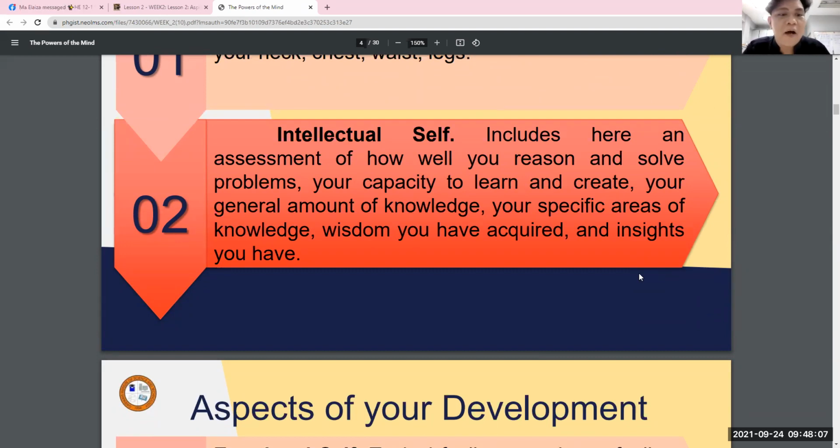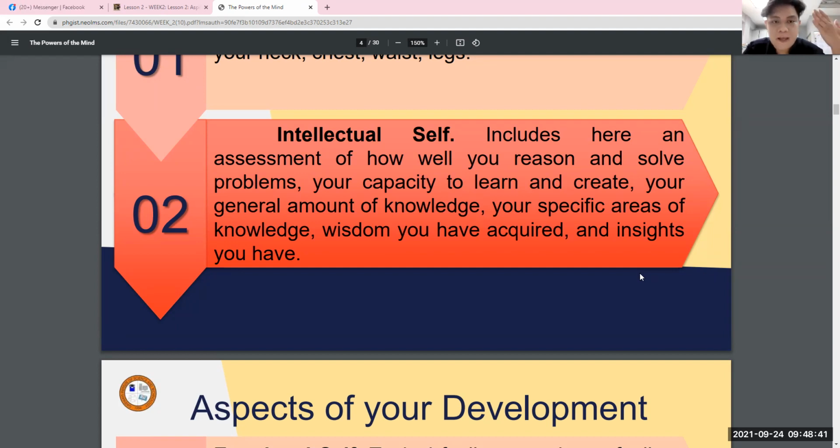Okay, your reasoning daw, yung how you solve your problem, your capacity to learn and create, your general amount of knowledge, your specific areas of knowledge, wisdom you have acquired, and insights that you have. In the intellectual self, these are your knowledge, or your capacity to gain information and to deliver the information to others.